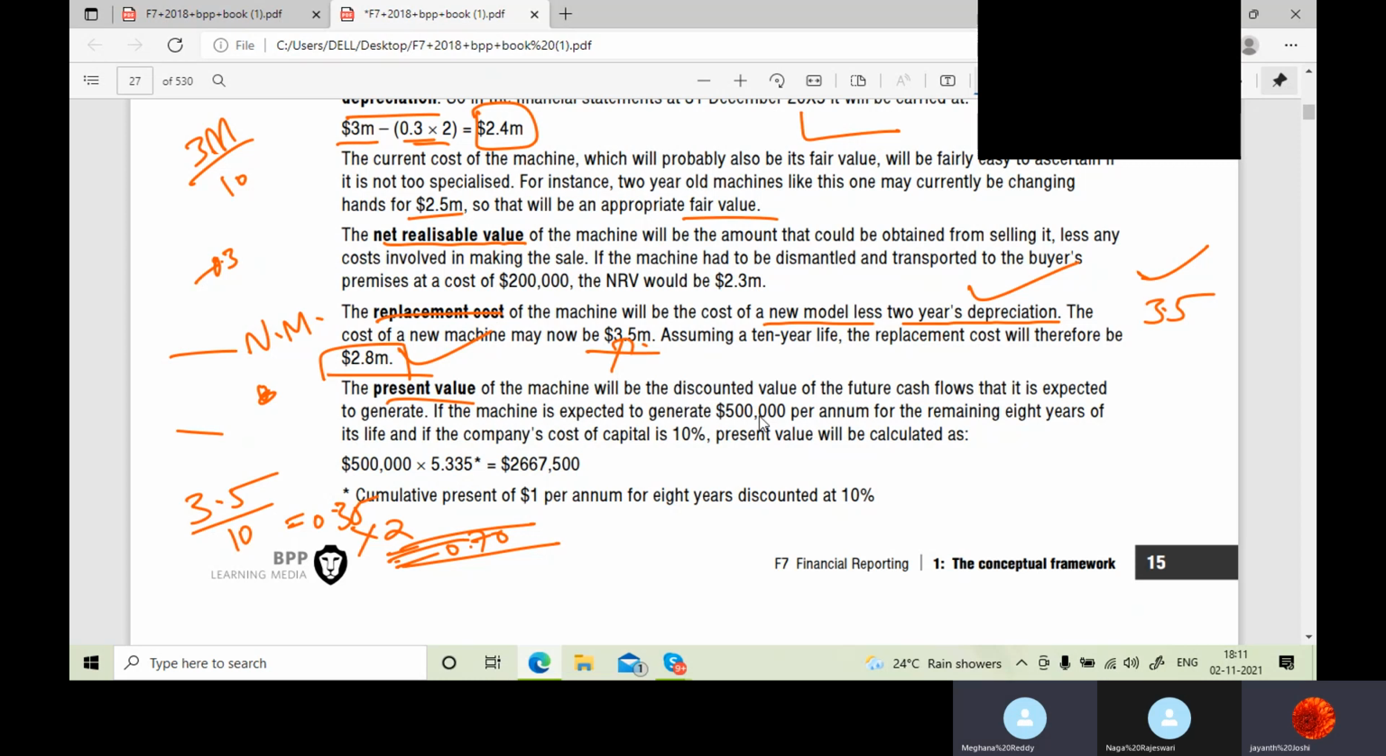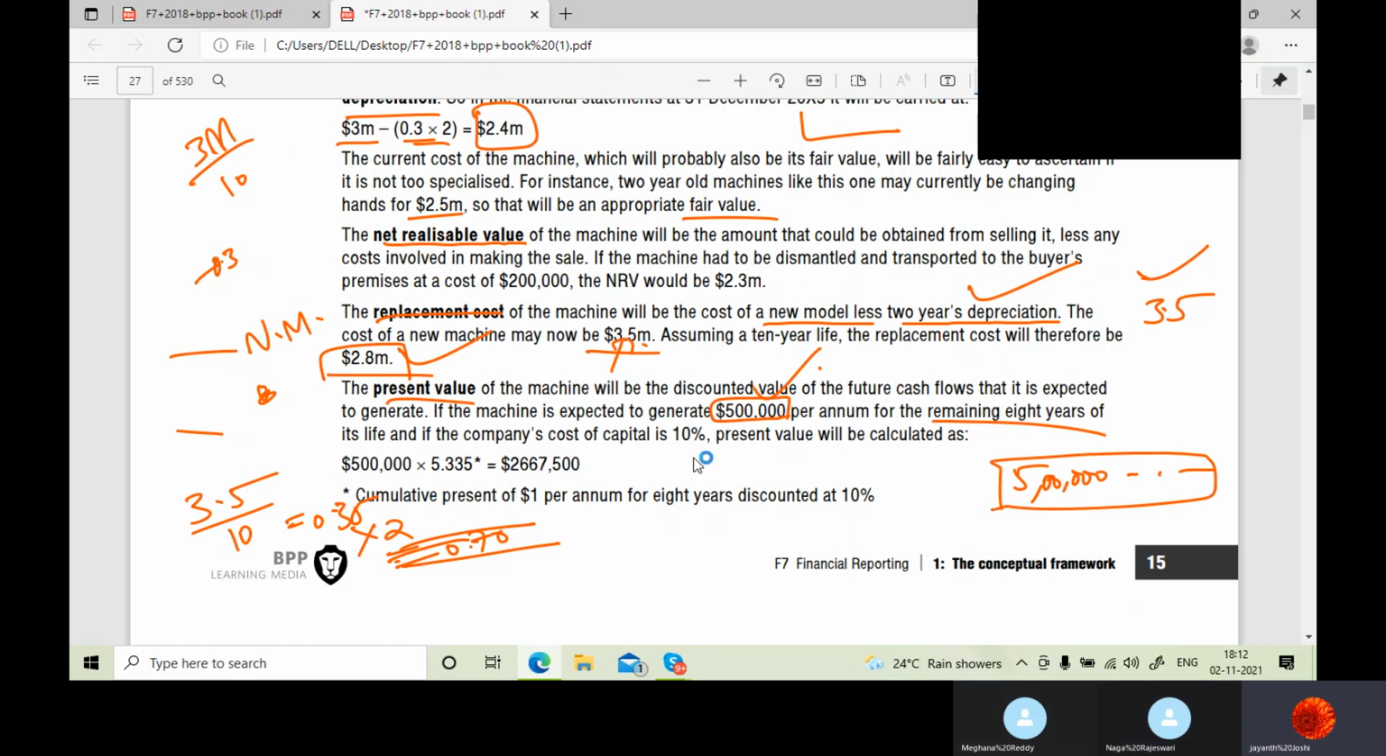And the present value of a machine. Suppose you are taking a machine and using it for production purposes. That will generate some cash flows for 8 years. The cash flow given here is 5 lakh. Can I say this is a fixed cash flow, a fixed series of payments? It is a similar payment every year.